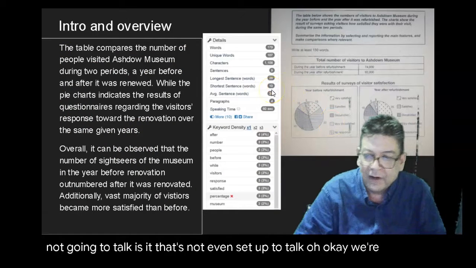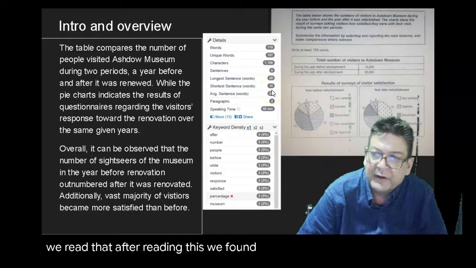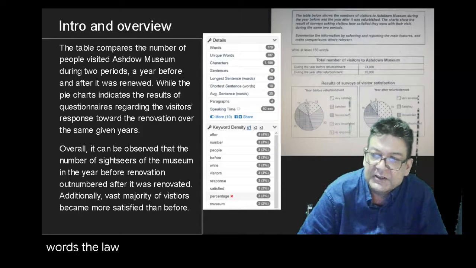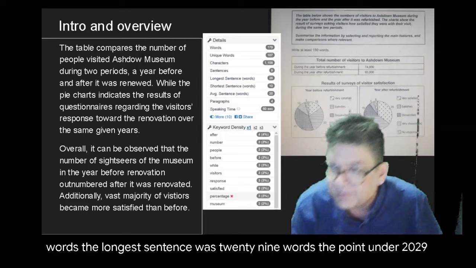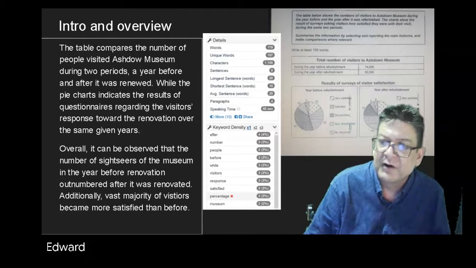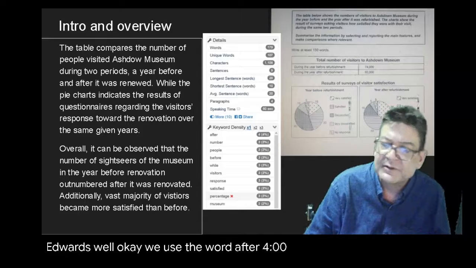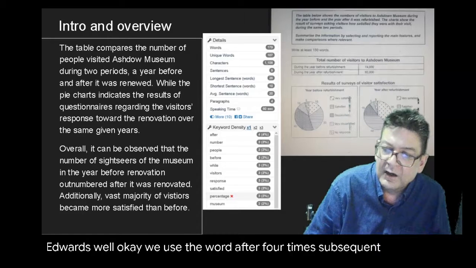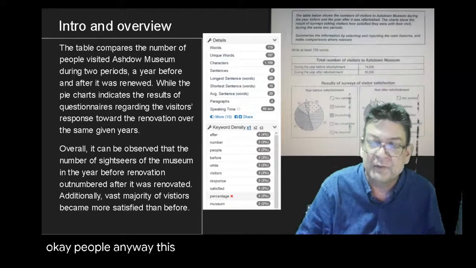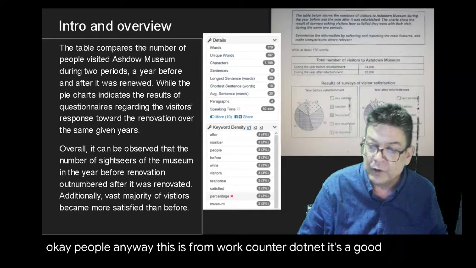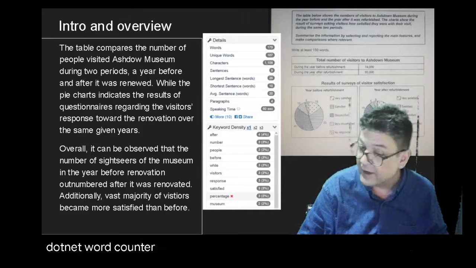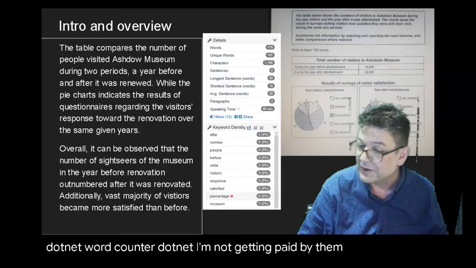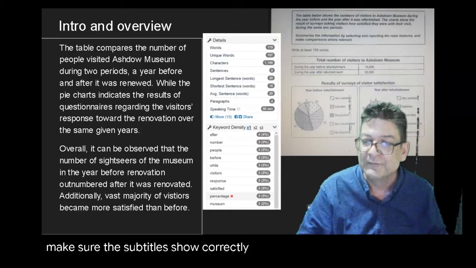Okay, so after reading this, we found he wrote 179 words. The longest sentence was 29 words. Is that 29 or 20? I can't read it. Shortest sentence was 10 words. You used the word after 4 times. Anyway, this is from wordcounter.net. It's a good tool. I'm not getting paid by them. I'm just trying to make sure the subtitles show correctly.